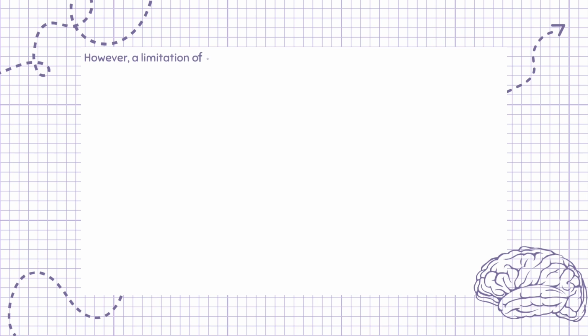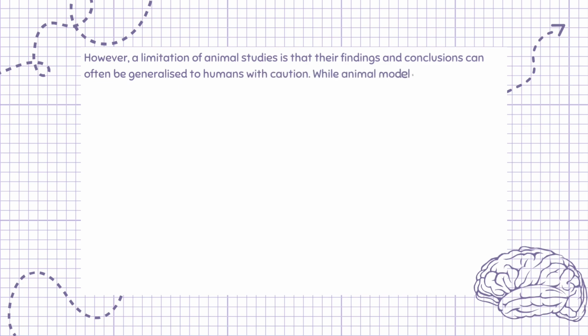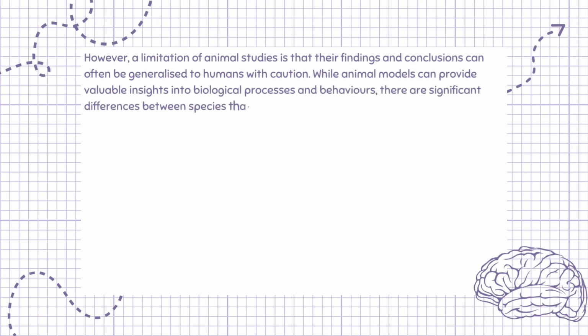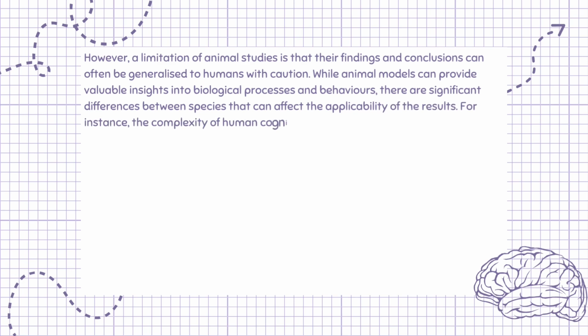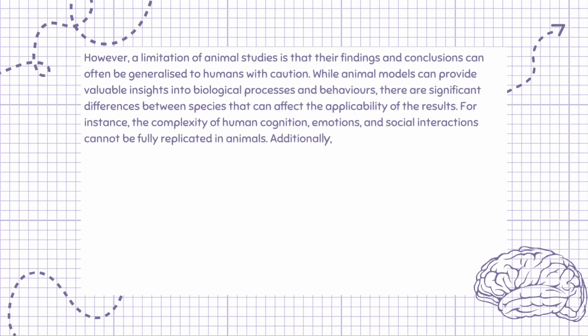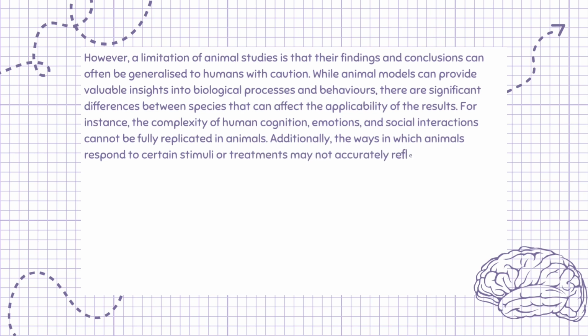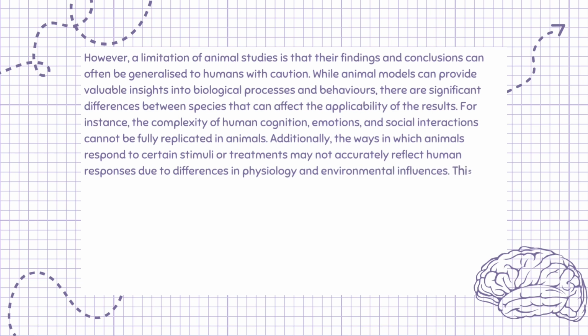However, a limitation of animal studies is that their findings and conclusions can often be generalized to humans only with caution. While animal models can provide valuable insights into biological processes and behaviors, there are significant differences between species that can affect the applicability of the results. For instance, the complexity of human cognition, emotions, and social interactions cannot be fully replicated in animals. Additionally, the ways in which animals respond to certain stimuli or treatments may not accurately reflect human responses due to differences in physiology and environmental influences.